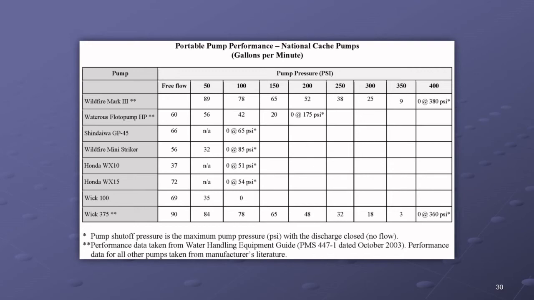of pressure. So when you look at that Mark III out there at the end in the 400 column, it says 0 at 380 PSI. That's saying that 380 PSI is the shutoff pressure. And that just gives me two ends of that performance curve. And then I have all these little pieces of data in between.